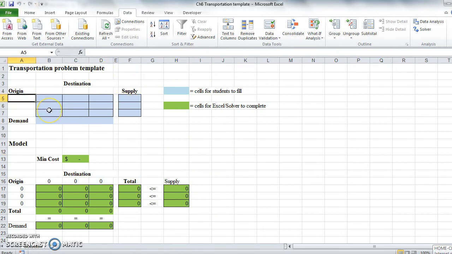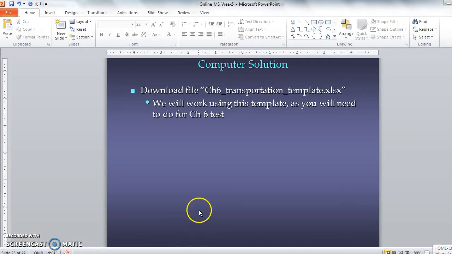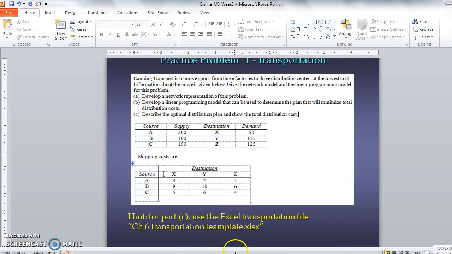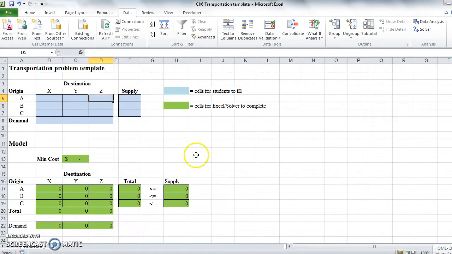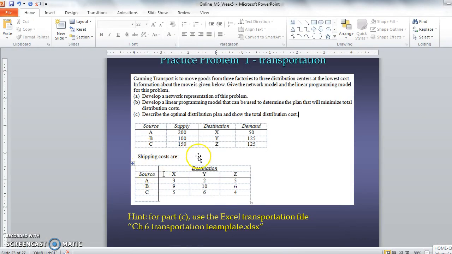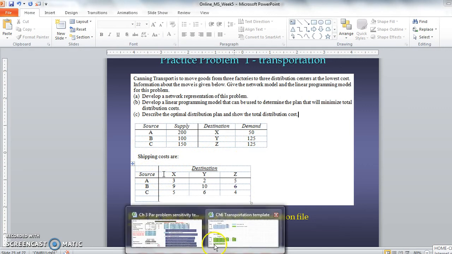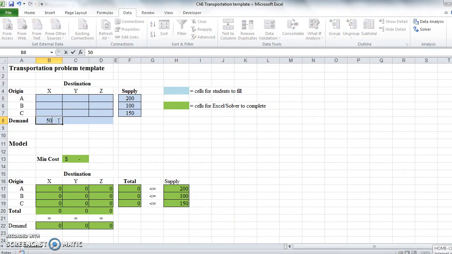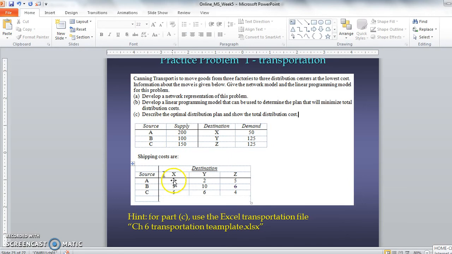So we have origins A, B, and C. We have destinations X, Y, and Z. We have supply of what is, let's refresh my memory, supply 200, 100, 150. So let's go back here, 200, 100, 150. We have demand of 50, 125, 125, and the costs associated with each of these.